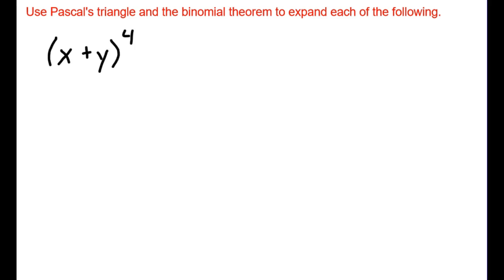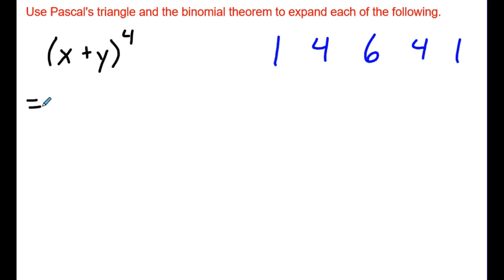The first binomial we have, a simple one, is x plus y raised to the fourth. First, what the 4 for our exponent means is that we're going to go to the fourth row of Pascal's triangle. So if you look at Pascal's triangle, you go to the fourth row, and we take those numbers, which are 1, 4, 6, 4, and 1. These are going to be the coefficients in front of each of our terms when we expand this binomial out.